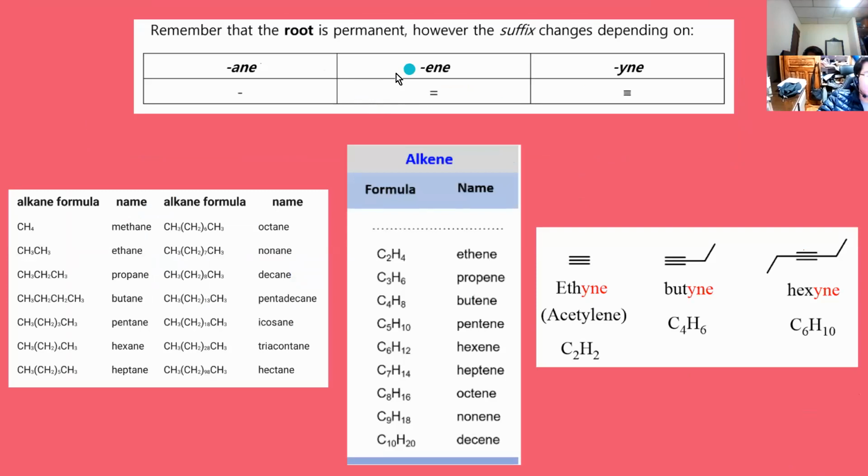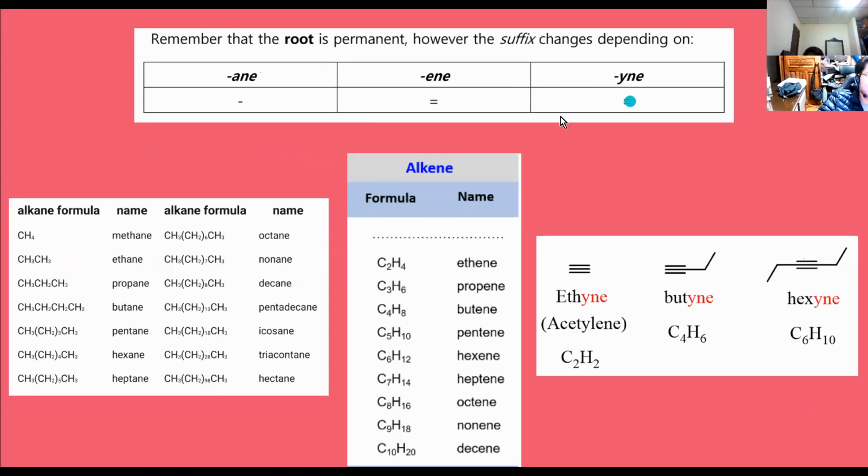Remember that the root is permanent, however, the suffix changes depending on whether it is a single line, with this one, a double line, with this one, or a triple line, with this one. Then you can see in the picture the formula and the name of the alkane, alkene, and alkyne.